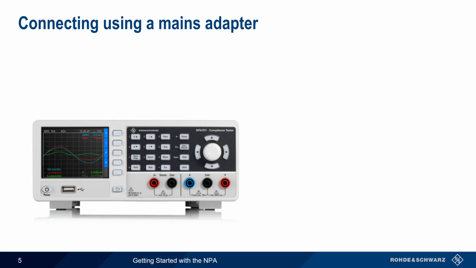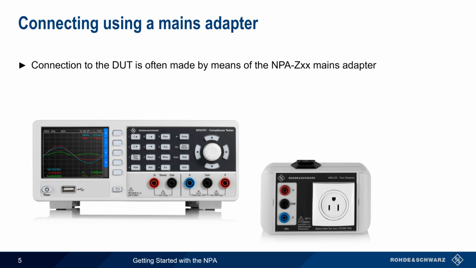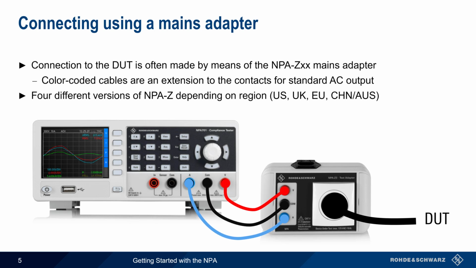In many cases, the connection to the device under test is made by means of an AC mains adapter, such as the NPA-Z. The DUT is plugged into the adapter, and then color-coded cables connect the AC plug contacts to the appropriate plugs on the NPA. Different versions of the NPA-Z are available to support the different AC outlet types found in different regions of the world.